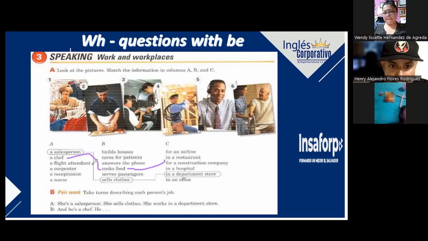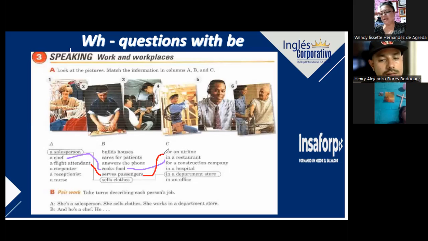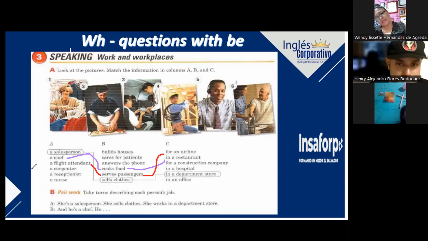What do you know about a flight attendant? Serves passengers for an airline, right? So yeah, it's a flight attendant. And do you know what a flight attendant is? It's a person who takes care of passengers on a plane, as we call it in Spanish, aeromoza or azafata. Tripulante de cabina, o azafata también. That's what we call a flight attendant. And the next one.